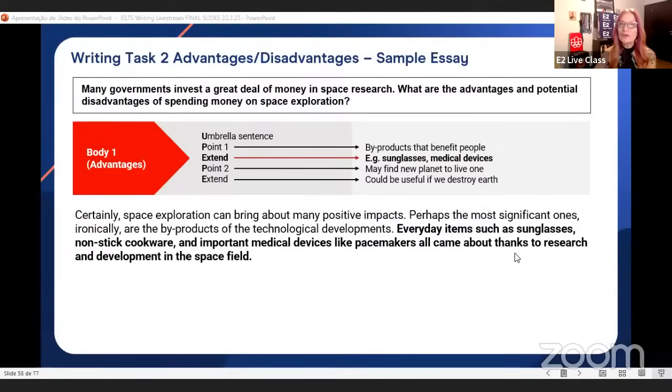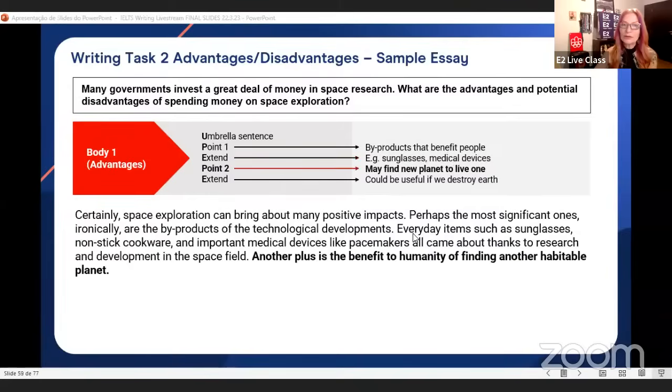So now that we have here already the umbrella sentence, point one, and we have extended point one, now we're going to go to another plus. And this is a point where many of you may feel that you can put furthermore, moreover. When we teach general English, we teach you to use these words, moreover, furthermore, in addition. However, for IELTS, you should avoid them, because if you check the band descriptors, once again, it says mechanical markers. That's the expression that they use. And why are these considered mechanical markers?